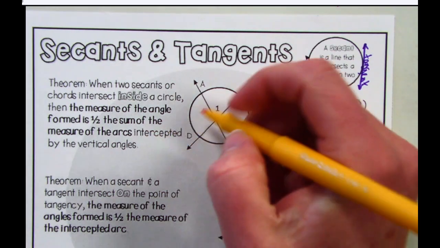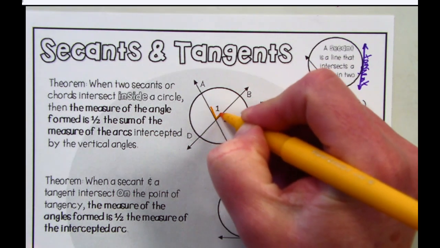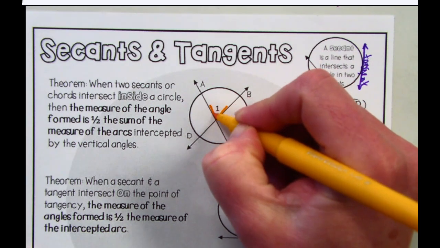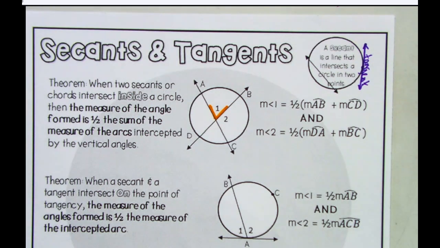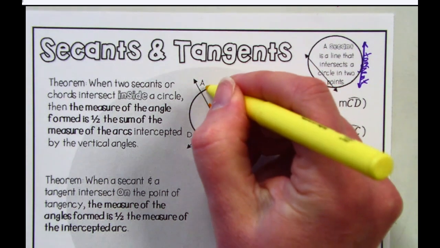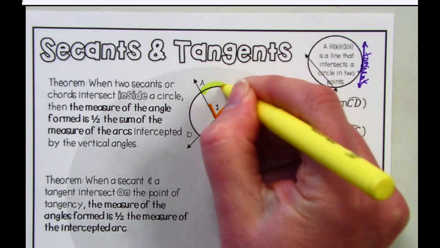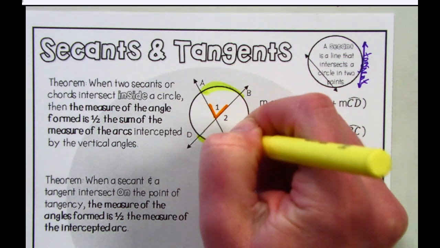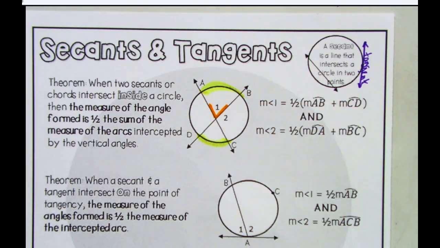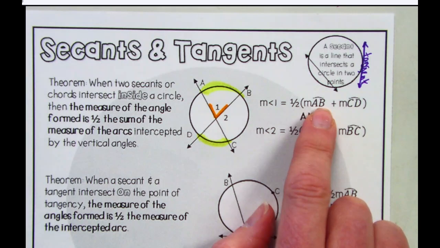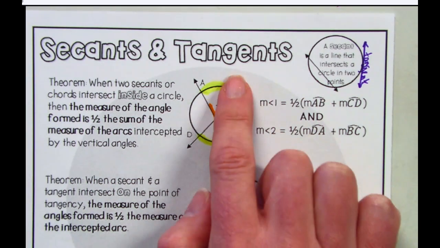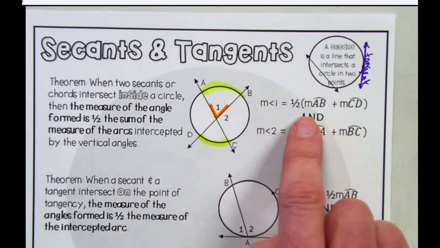If I'm talking about angle 1 right here, angle 1 goes with this arc and this arc. And what it's saying, I can know the measure of that angle if I add these 2 arcs together and split them in half.